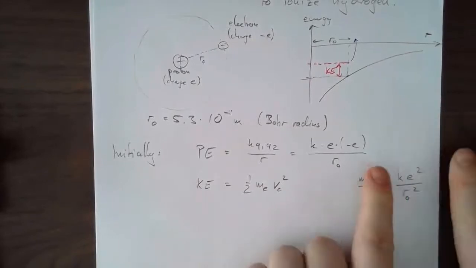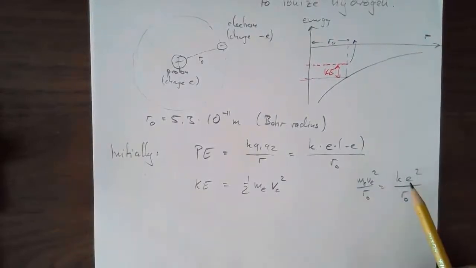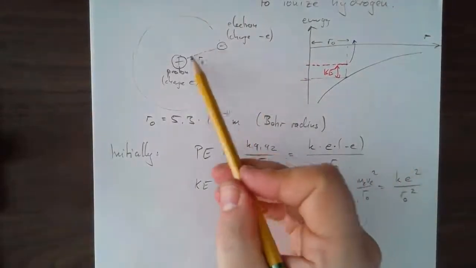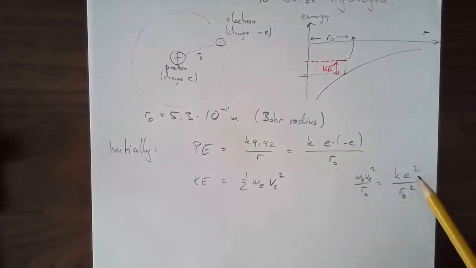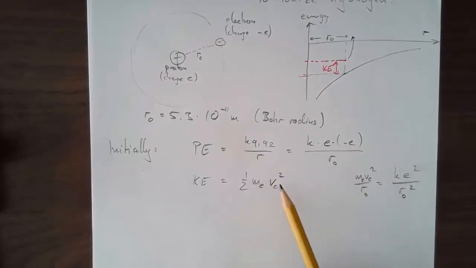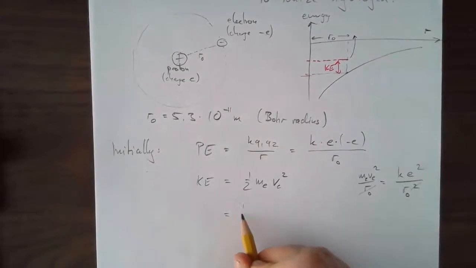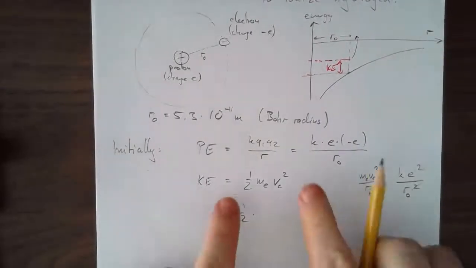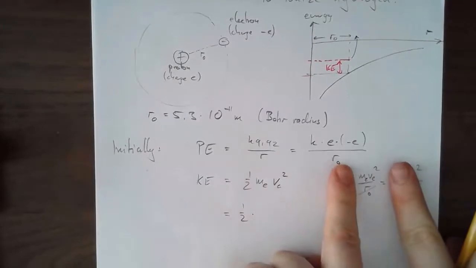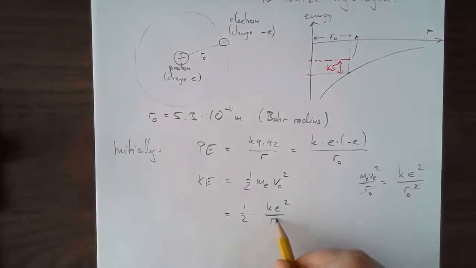So what force is the centripetal force? It's Coulomb's law, with charges E and E. The minus sign tells us it's attractive, but the magnitude of this is equal to this. So I can use this trick to replace my expression for the kinetic energy. One of those 1 over R naught factors is going to cancel, and I can just rewrite that as 1/2 times K E squared over R naught.